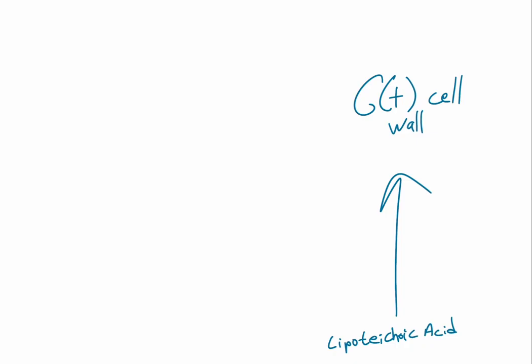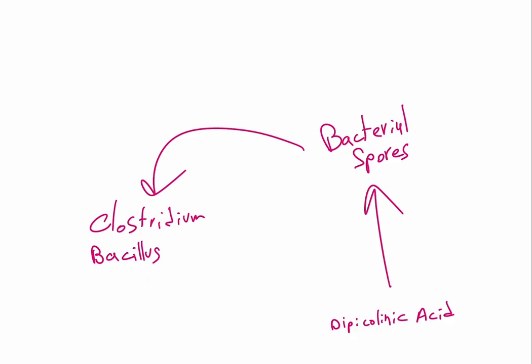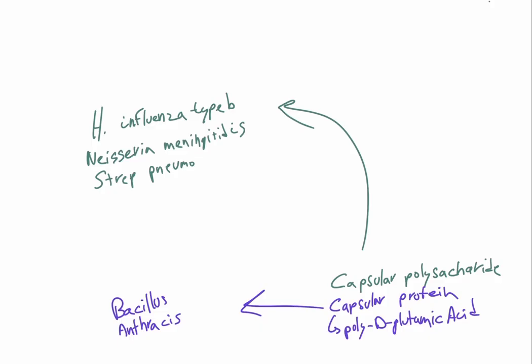As far as dipicolinic acid, this is an interesting distractor. It's found in bacterial spores like those of Clostridium and Bacillus. This helps with heat resistance but has nothing to do with this particular case. Capsule-related proteins, such as polysaccharide capsule or capsular proteins, are just here for added value. Bacillus anthracis is the only bacteria with a protein capsule, specifically a poly-D-glutamic acid capsule. Other encapsulated organisms such as H. influenzae type B, Neisseria meningitidis, as well as strep pneumo all have polysaccharide capsules.